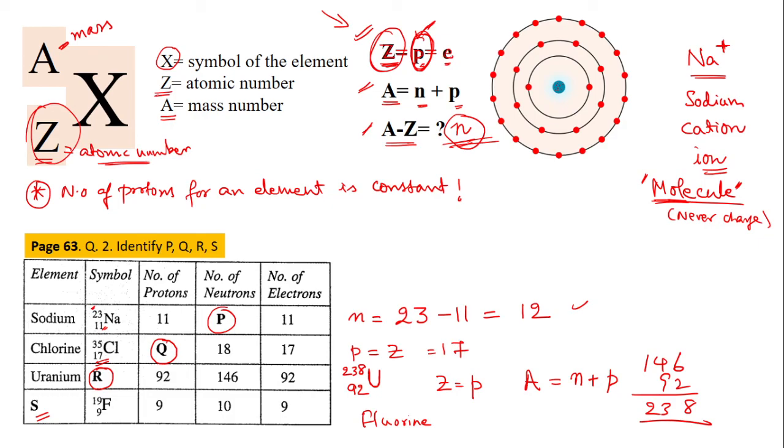Okay, some more questions we will see. The atom of an element is made up of 4 protons, 5 neutrons and 4 electrons.